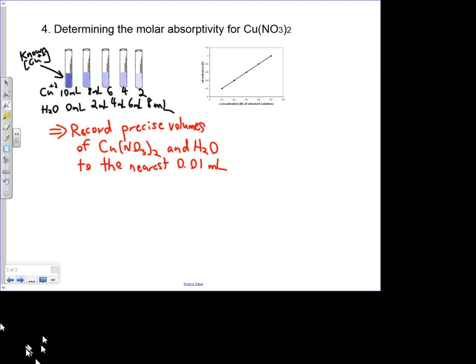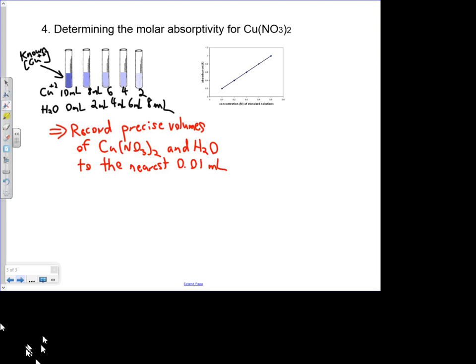So use the values I wrote as a guide. So use about 10 mils of copper 2 plus, about 8 mils in the second, about 6 mils, and so forth. But you will not get precisely those amounts. You'll get a couple hundredths off. So just record exactly how much you got, because you want to have as much precision as possible.